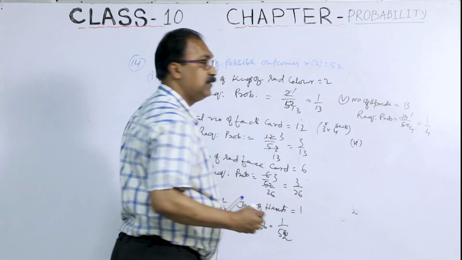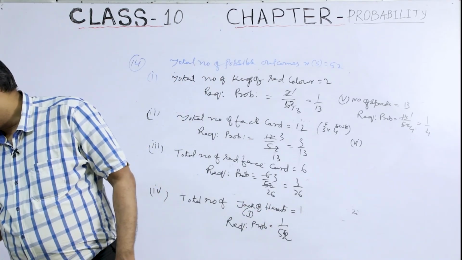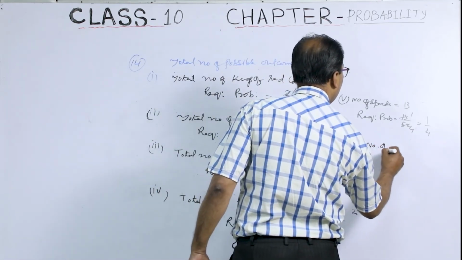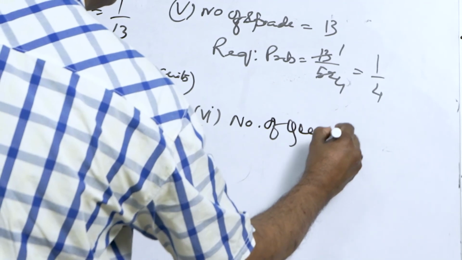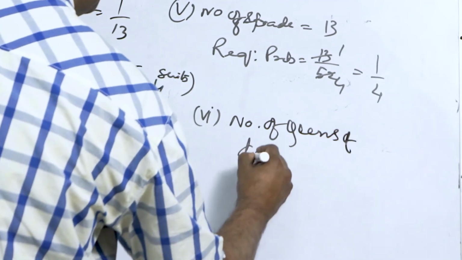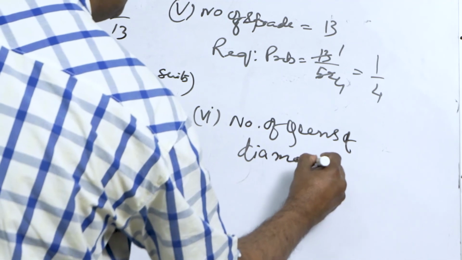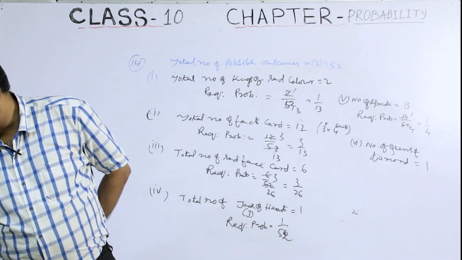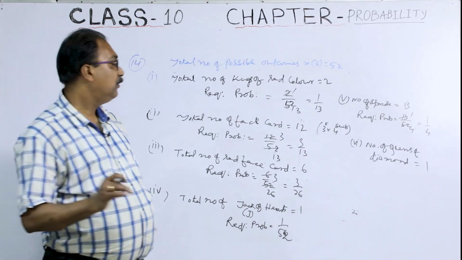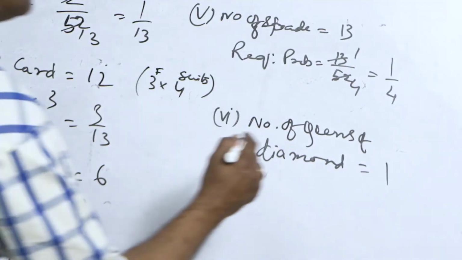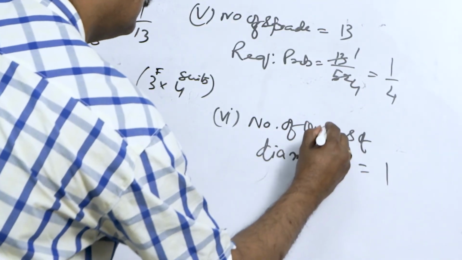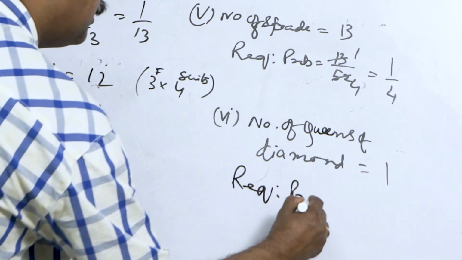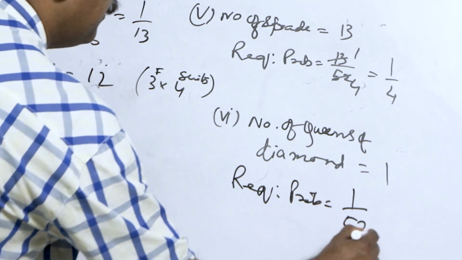And the last one is 6. The queen of diamonds. So number of queens of diamond. Can you tell me how much? Only 1 queen, no? So diamond, 1 queen. Every suit has 1 queen, is it not? Diamond also 1 queen. So required probability how much? Required probability will be 1 by 52.